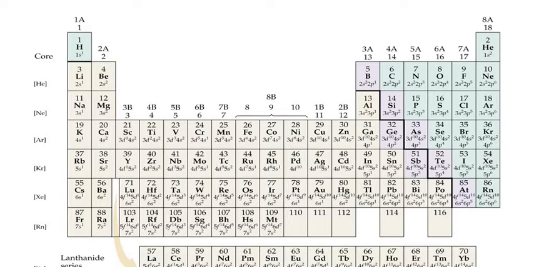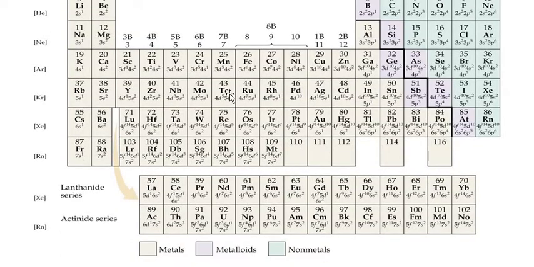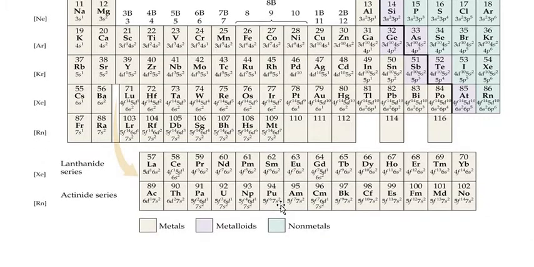Metals are on the left hand side of the periodic table, non-metals on the right hand side. This column or group is called inert gases or noble gases. These substances are metalloids. These are transition elements, main transition elements. These are the inner transition elements.